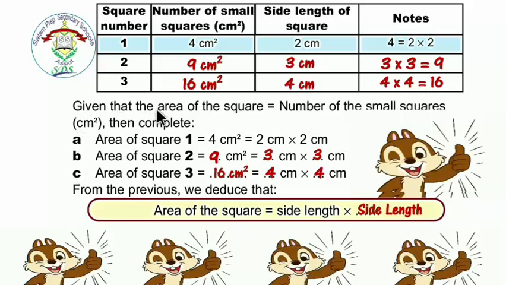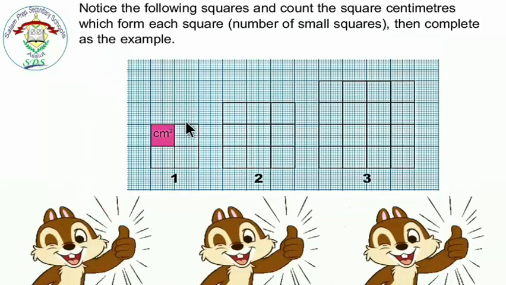Given that the area of a square equals the number of the small squares, square centimeters, then complete. Please take care. The area of a square is the number of square centimeters. Take care. The area means count all the number of square centimeters inside the square. Okay?